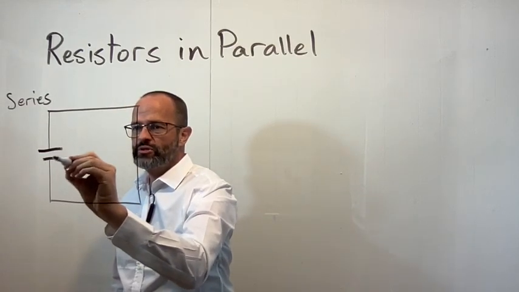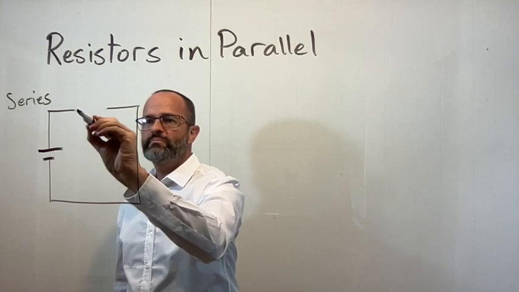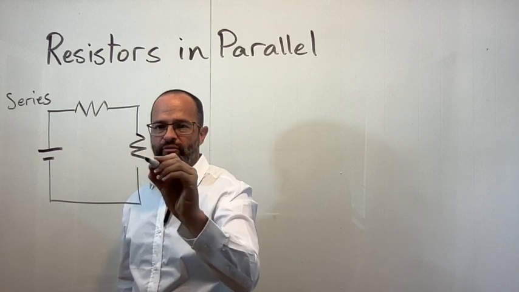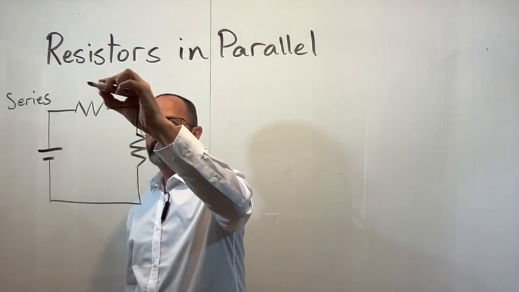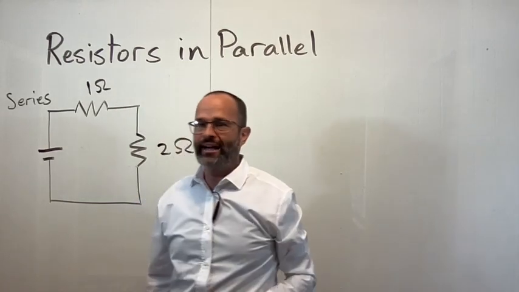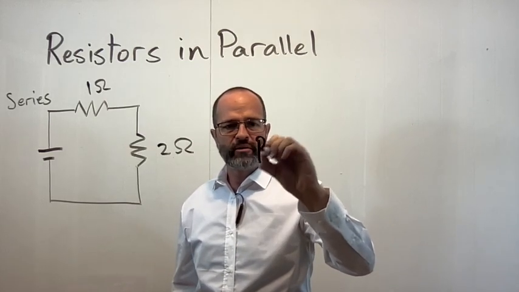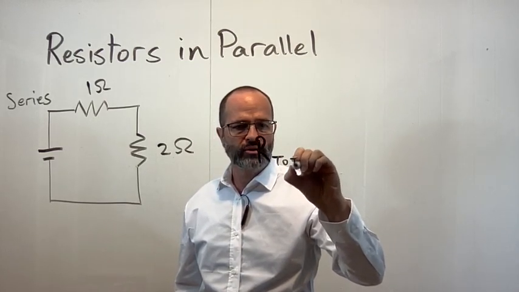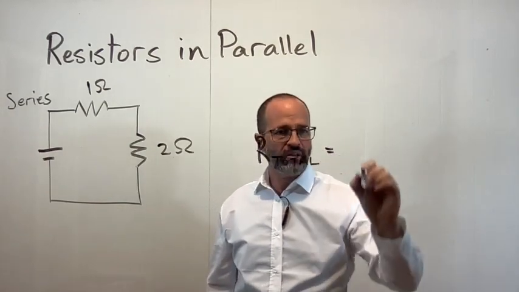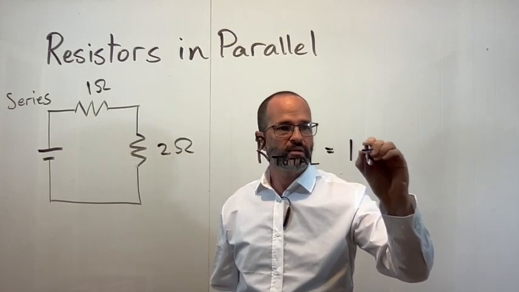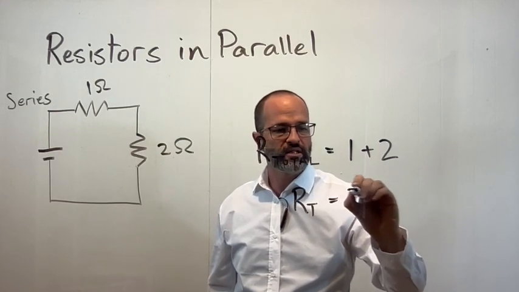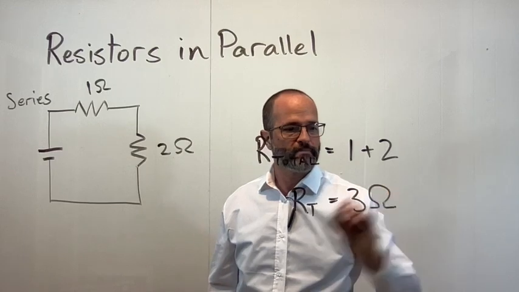So that's a power source, that's a resistor, zigzag there. If this one were 1 ohm and this one were 2, then you simply add the two of them. So the total resistance, which I'm going to abbreviate to RT, is 1 plus 2. So we get the total resistance is 3 ohms.